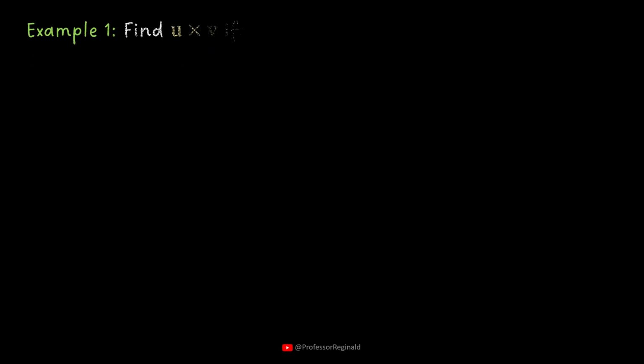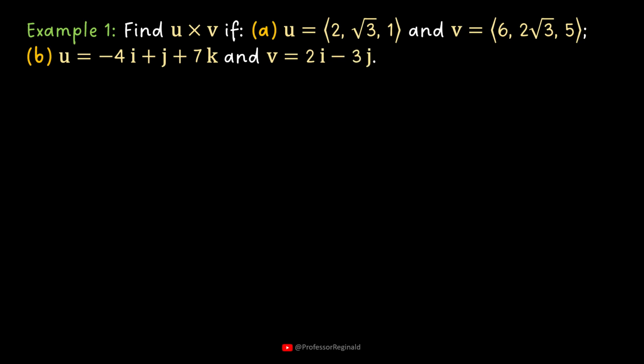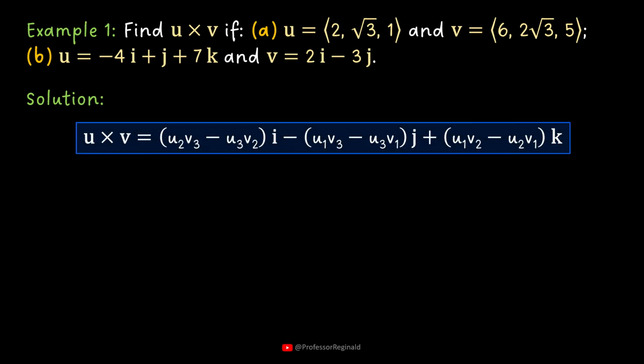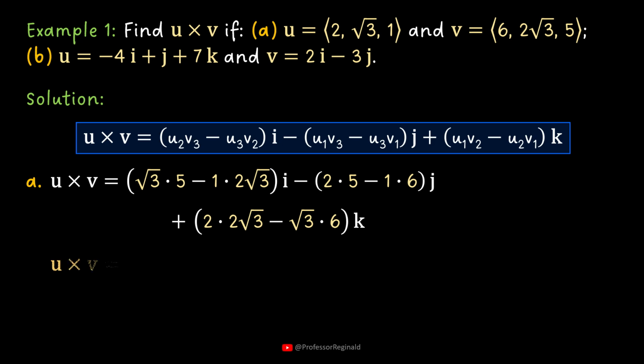Example 1. Find the cross product of two vectors if they have the following values. Solution. The cross product of two vectors can be calculated by using the following equation. A. Substitute the components of the vectors into the formula of the cross product. Therefore, the cross product of u and v is 3 square root of 3 i minus 4j minus 2 square root of 3 k.